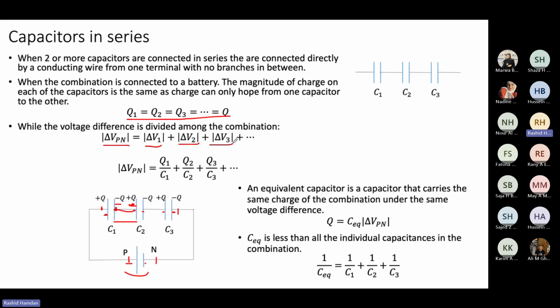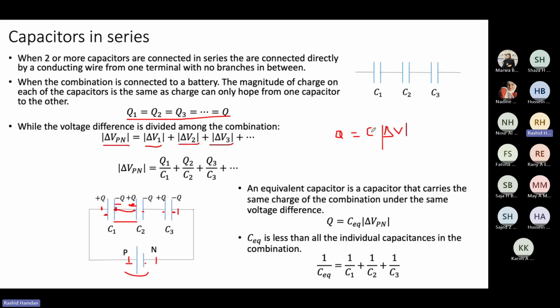So the voltage of the battery is divided across the capacitors. Now, of course, I still know that the charge and the voltage across each capacitor are related by its capacitance. We know that Q is equal to C delta V for each capacitor. And of course, if we're talking about magnitude, we should at least put absolute value for delta V. So we have delta V is equal to Q over C.